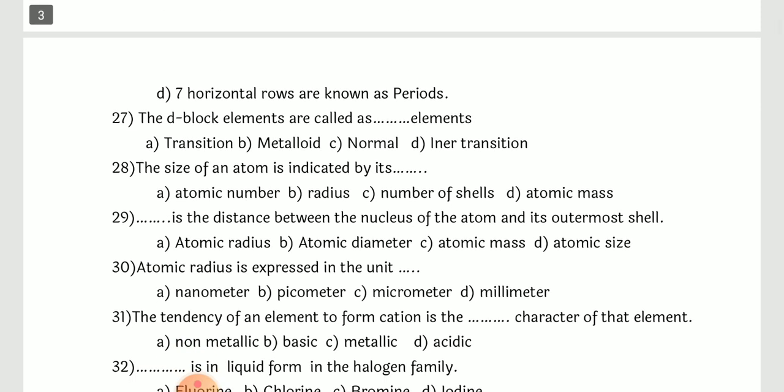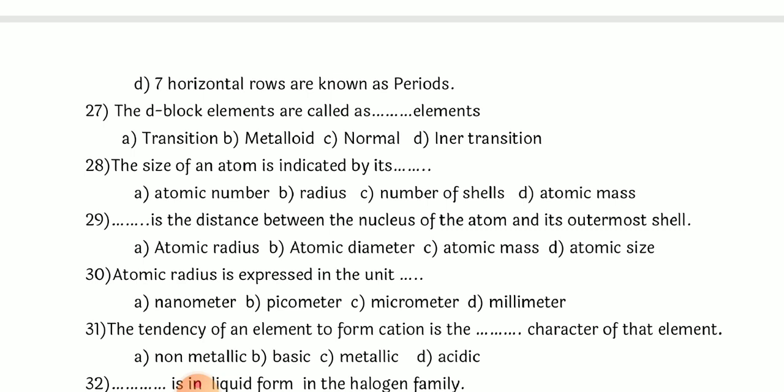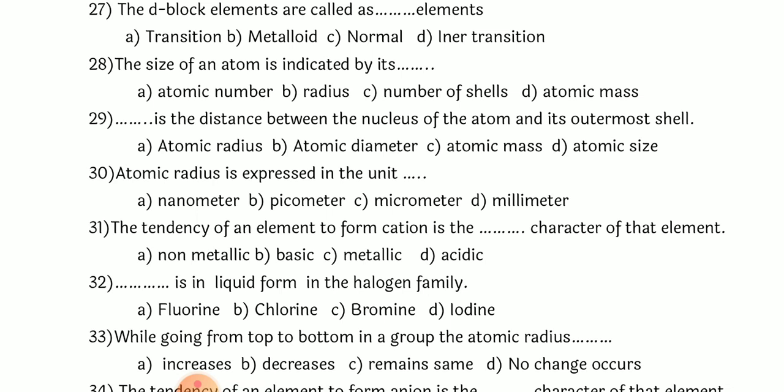27th, the D block elements are called dash elements, that is transition elements. The size of an atom is indicated by its, what is it indicated by? Number of shells or radius? It is indicated by radius. Dash is the distance between the nucleus of the atom and its outermost shell. Okay, that is atomic radius.